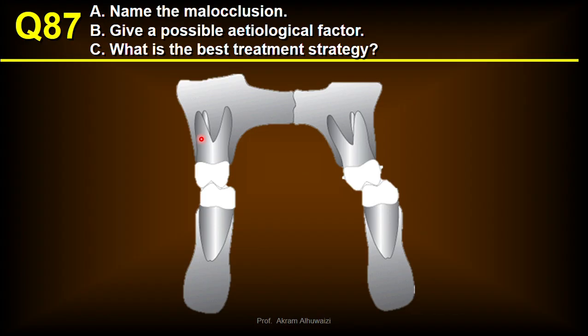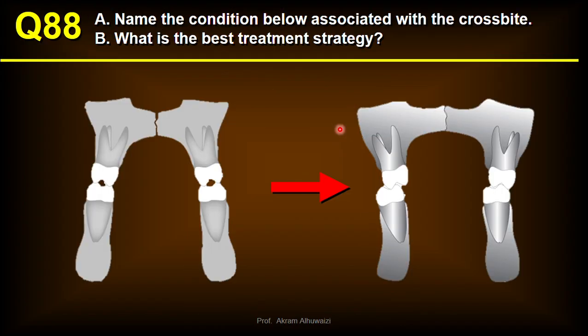Name the malocclusion. It's true unilateral posterior crossbite. Possible etiological factor could be trauma from early age. And what's the best treatment strategy would be either to accept it or to treat it surgically, since orthodontically tipping the teeth will not solve the problem.